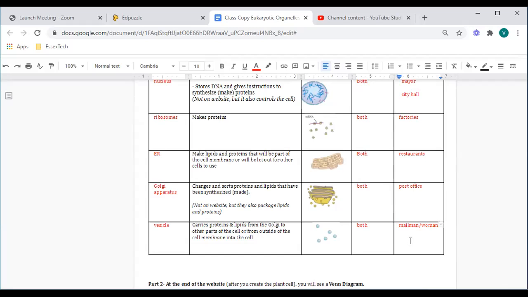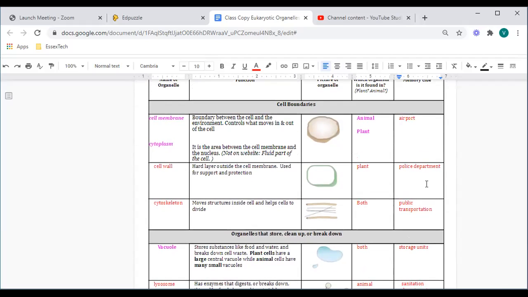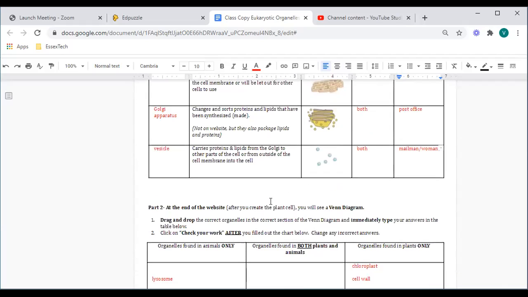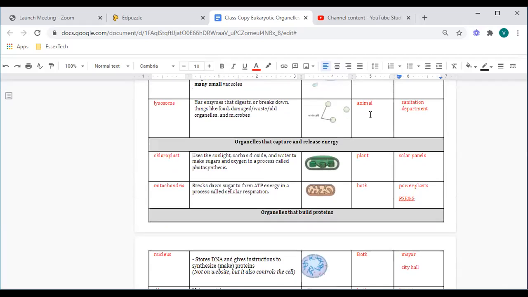All right, so now that you have that done, it's important to take a look at these memory clues to help you remember what the functions of these organelles are. And this can be used as your study guide to help you know what organelles do and which cells they're in. Are they in eukaryotic plant cells or are they in eukaryotic animal cells?